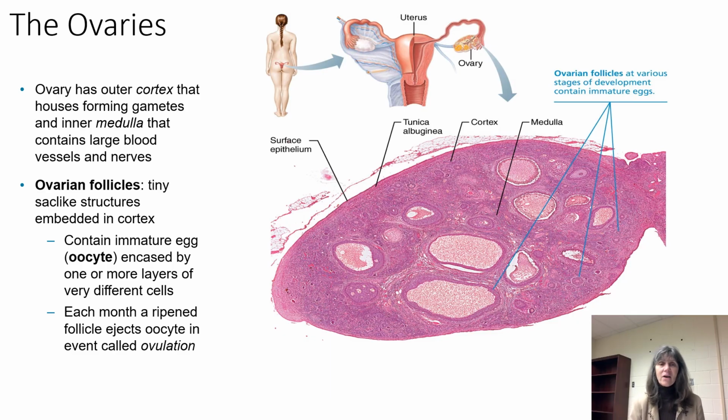So again, the ovary has an outer cortex that houses forming gametes, and an inner medullary region that contains large blood vessels and nerves. The ovarian follicles are tiny little sac-like structures that are embedded in the cortex, and they contain immature eggs, which are technically known as oocytes, encased by one or more layers of very different cells. Each month, a ripened follicle will eject the oocyte in an event called ovulation.